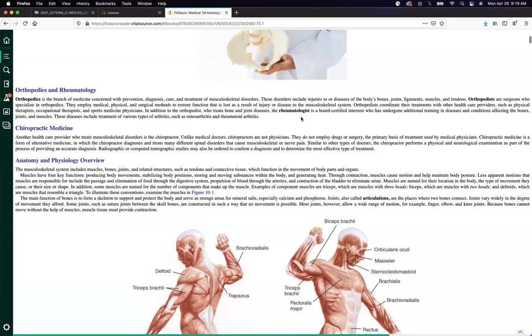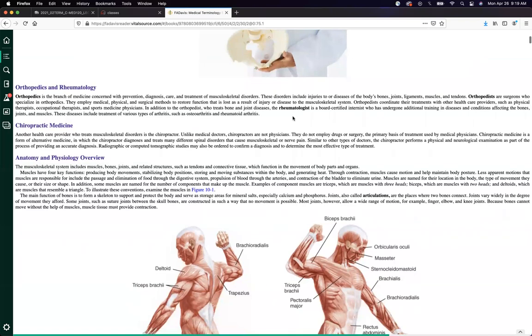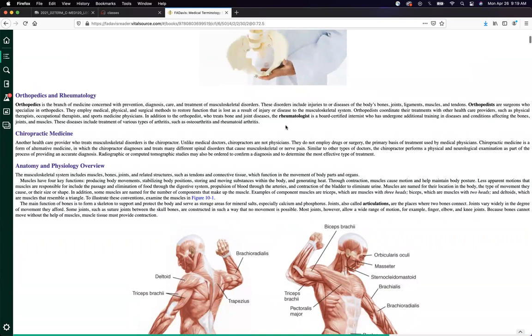Now, the joint space, that's the function of the rheumatologist. And they are a subspecialty of the Department of Internal Medicine. So again, someone who does 4 to 5 years in internal medicine, then they go into rheumatology and do 3 more years.